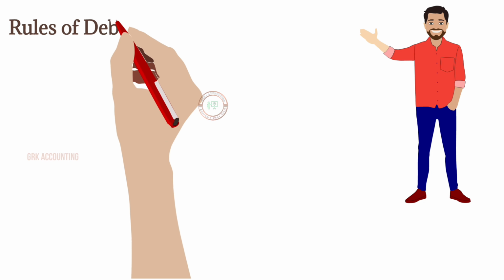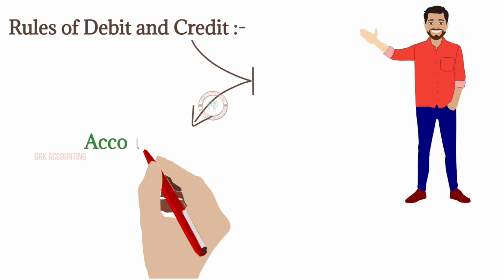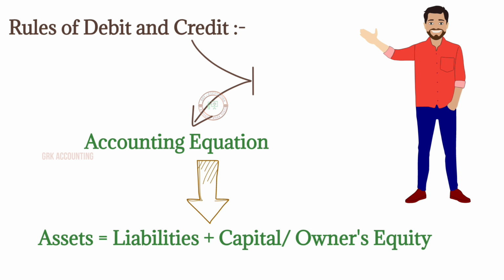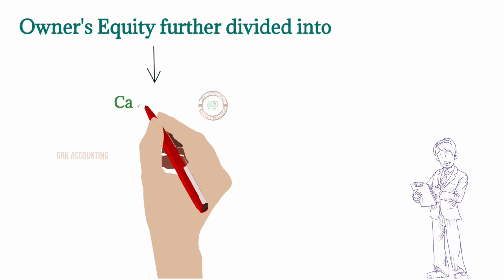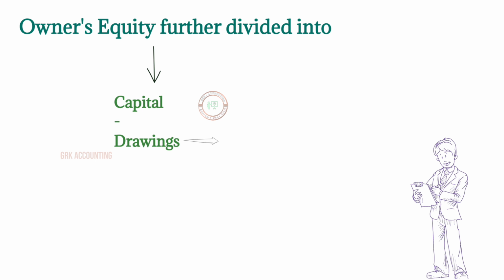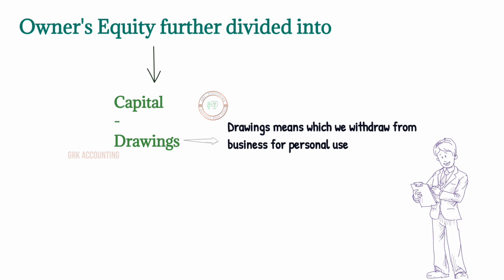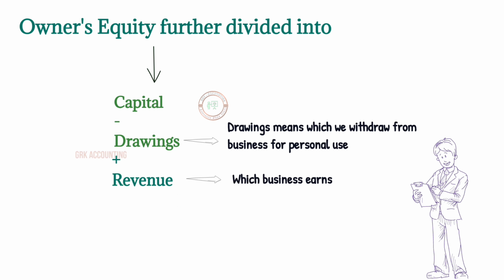Rules of debit and credit. As we all discussed in earlier classes, the accounting equation means assets is equal to liabilities plus capital. Capital can also be called owner's equity. Now if we further divide owner's equity, it consists of capital from which we deduct drawings. Drawing means amounts withdrawn from the business for personal use. And we will be adding revenue which the business is generating, and we will subtract expenses.